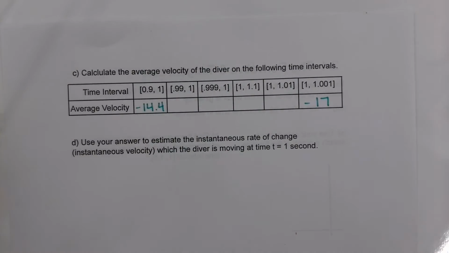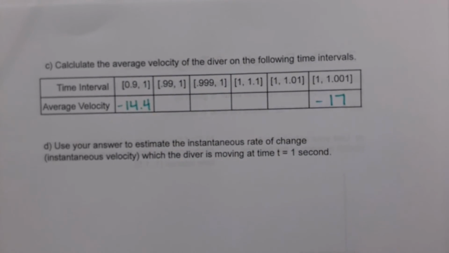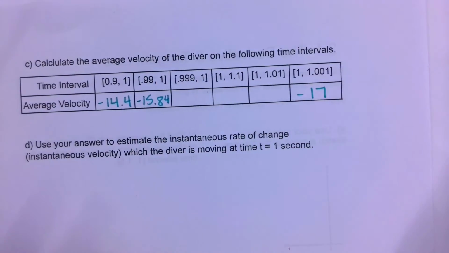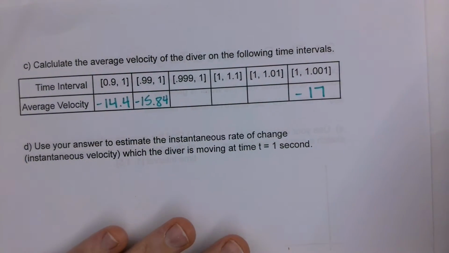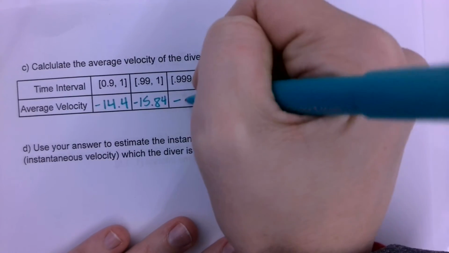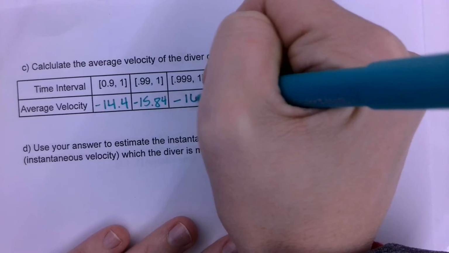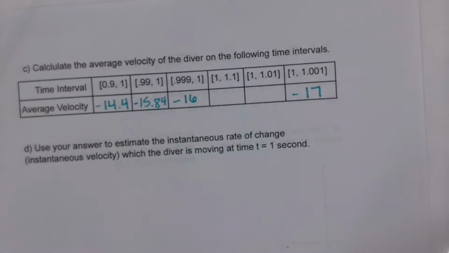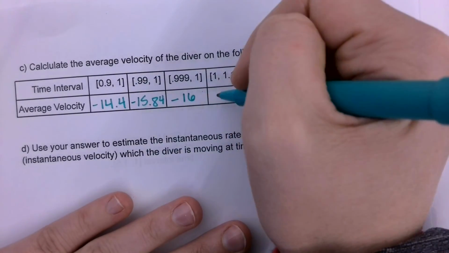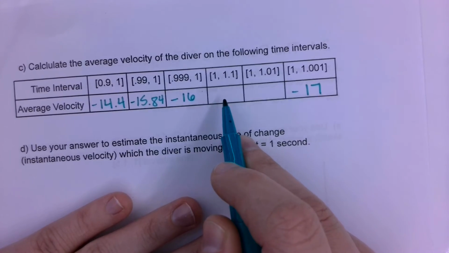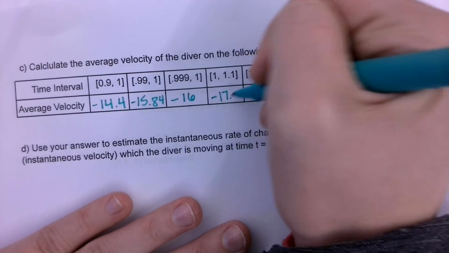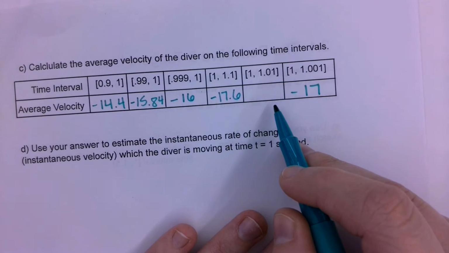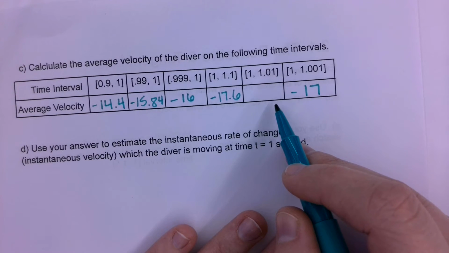Okay, so let's hear from people. My 0.99 to 1 people, what did you get? Negative 15.84. Sounds good to me. Our 0.999 to 1: negative 16. Just straight up negative 16. All right. My 1 to 1.1 people: you got negative 17.6. Okay. And our 1 to 1.01. What did you have? Negative 16.